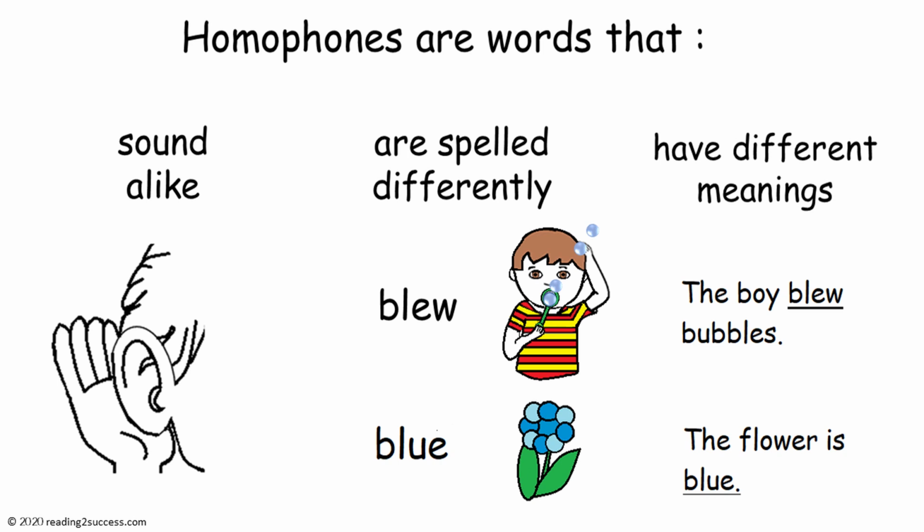Explain to kids that homophones are words that sound alike but are spelled differently, as the first word B-L-E-W and the second word B-L-U-E, and they have different meanings. The first sentence represents the picture, the boy blew bubbles, with blew, B-L-E-W, the verb. And the second sentence represents the picture, the flower is blue, spelled with B-L-U-E, the color.